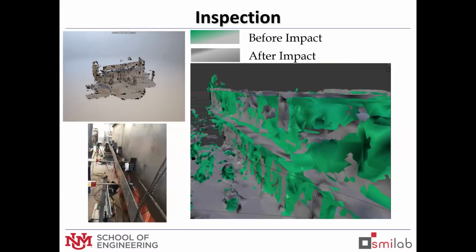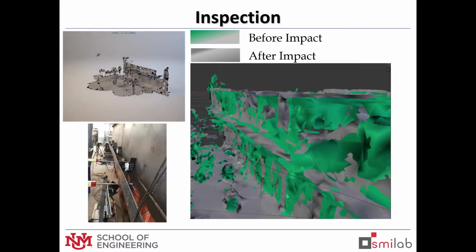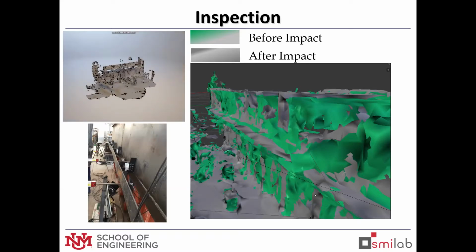And here are the 3D point clouds that we created before and after. You can see the green before and the gray after. So clearly you can see how the crash beam stayed at the original location, came in a little bit, so you can see the one before. So you could compare the volume between the two.